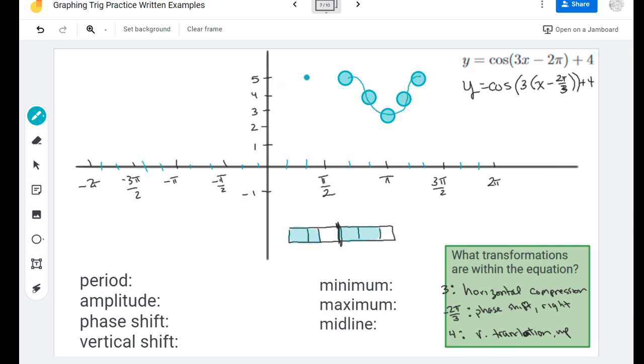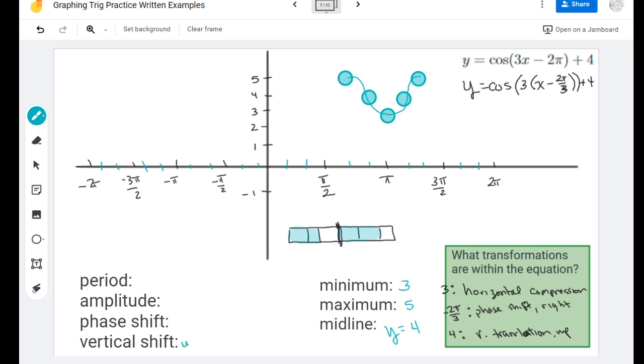Alright, now I can copy more iterations of this, but because they're so far from the axis, it's kind of hard to tell where my points would be, so I don't necessarily want to do that. So let's describe some of these. So let's do minimum, maximum, and midline. So our minimum, right, is now at 3 because everything was moved up by 4. And our maximum is 5. Now halfway between my minimum and my maximum, I have my midline. So halfway between 3 and 5 is 4.